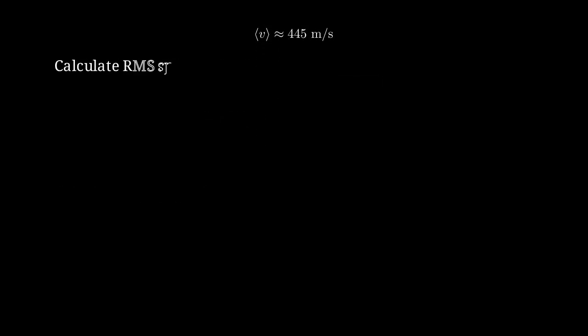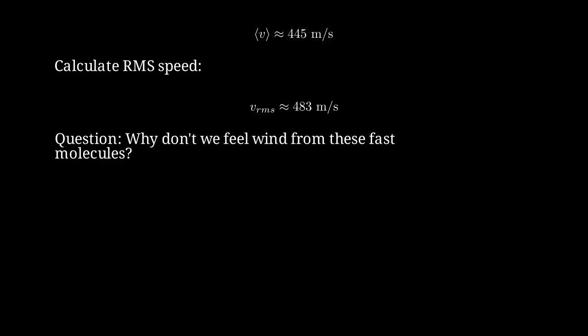And finally, the root mean square speed. The RMS speed is approximately 483 meters per second. These are incredibly high speeds. You might wonder, if molecules move so fast, why don't we feel constant wind? The answer is that they move randomly in all directions, so the net momentum transfer averages to zero.